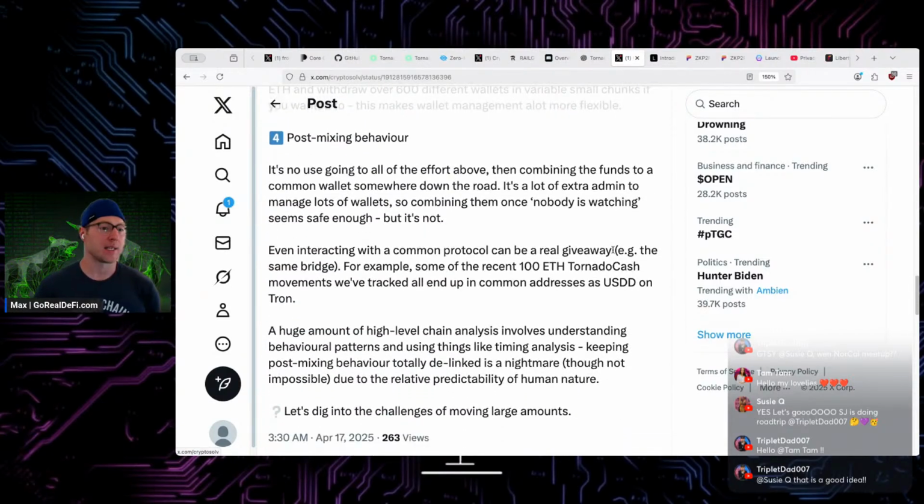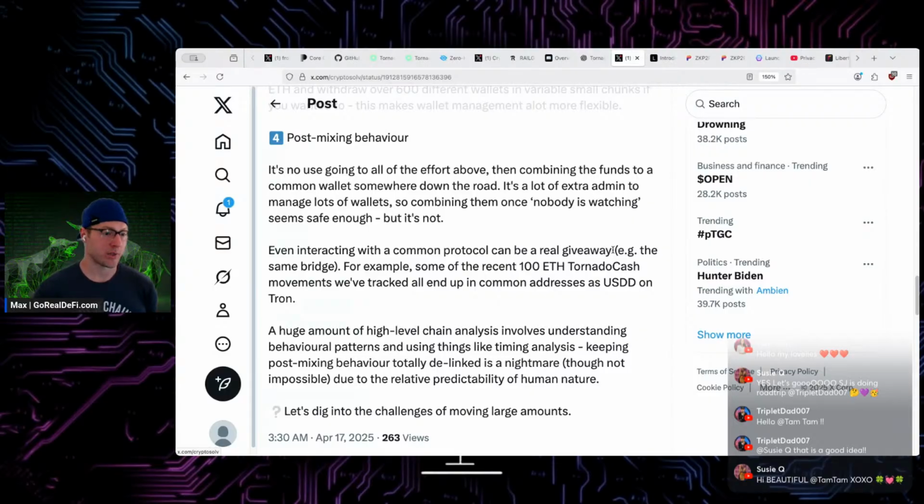Post-mixing behavior. It's no use going to all the effort above, then combining the funds to a common wallet somewhere down the road. It's a lot of extra admin to manage lots of wallets, and combining them once nobody's watching seems safe enough, but it's not. Even interacting with a common protocol can be a real giveaway.